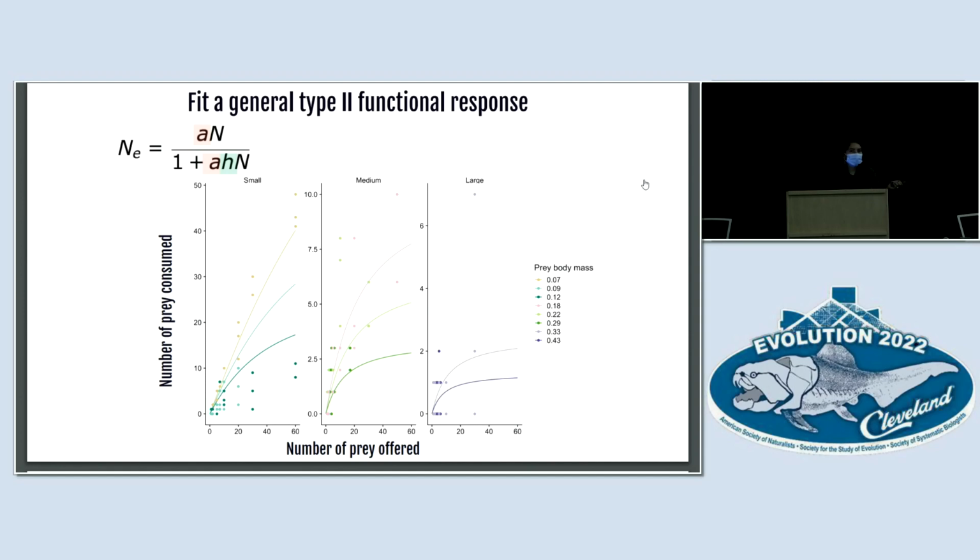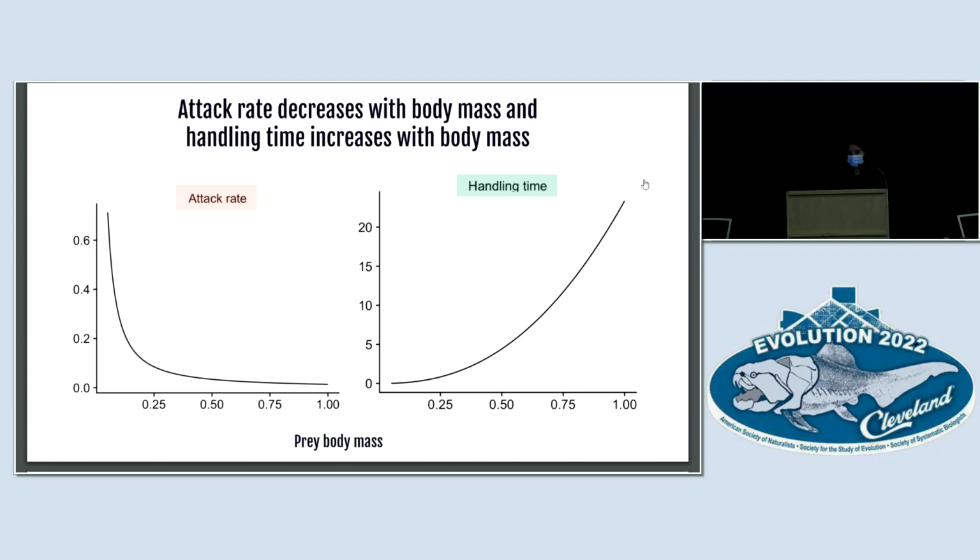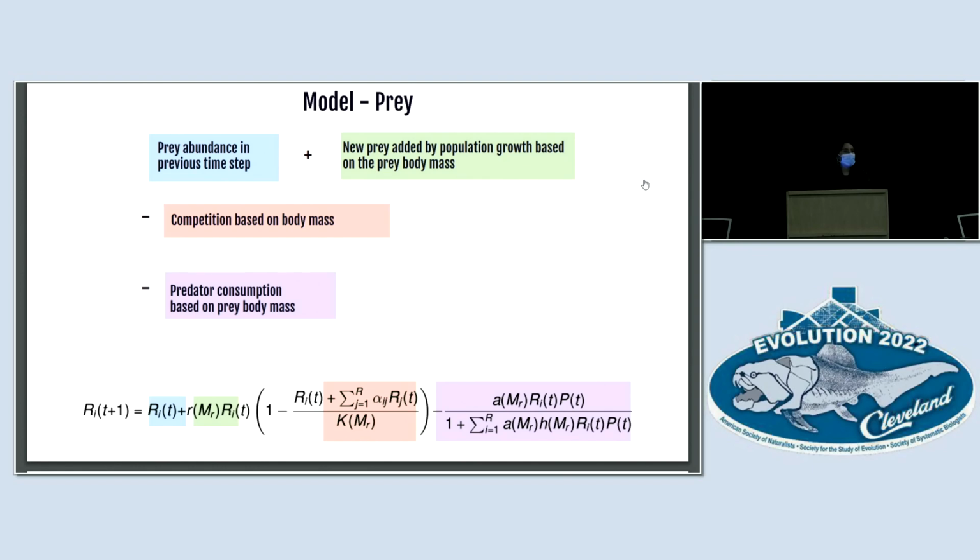This experiment allowed me to parameterize a type 2 functional response, where I fit the attack rate and the handling time as a function of body size. The first result was that the attack rate decreased with body mass, while the handling time increased with body mass. With these two relationships, I was able to build a multi-species predator-prey model, where the prey abundance was determined by the prey abundance in the previous time step, plus new prey added via population growth based on prey body mass, minus competition based on body mass. Two species closer together in body mass competed more strongly than two species further apart, minus predator consumption based on the prey body mass, which was the parameterized functional response.